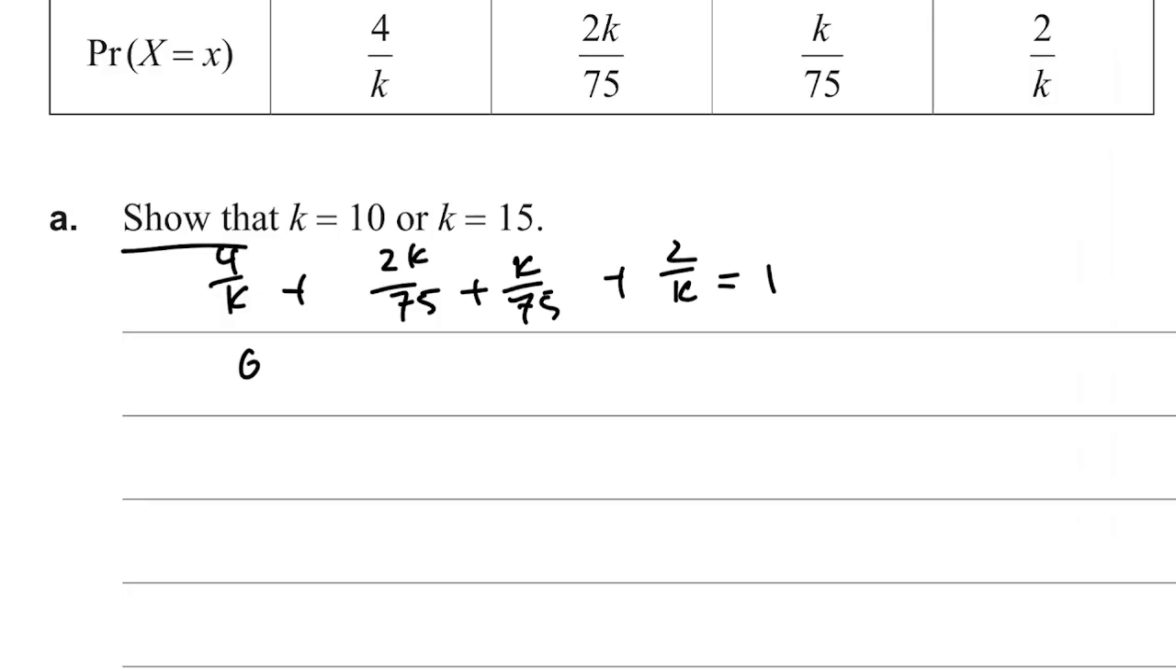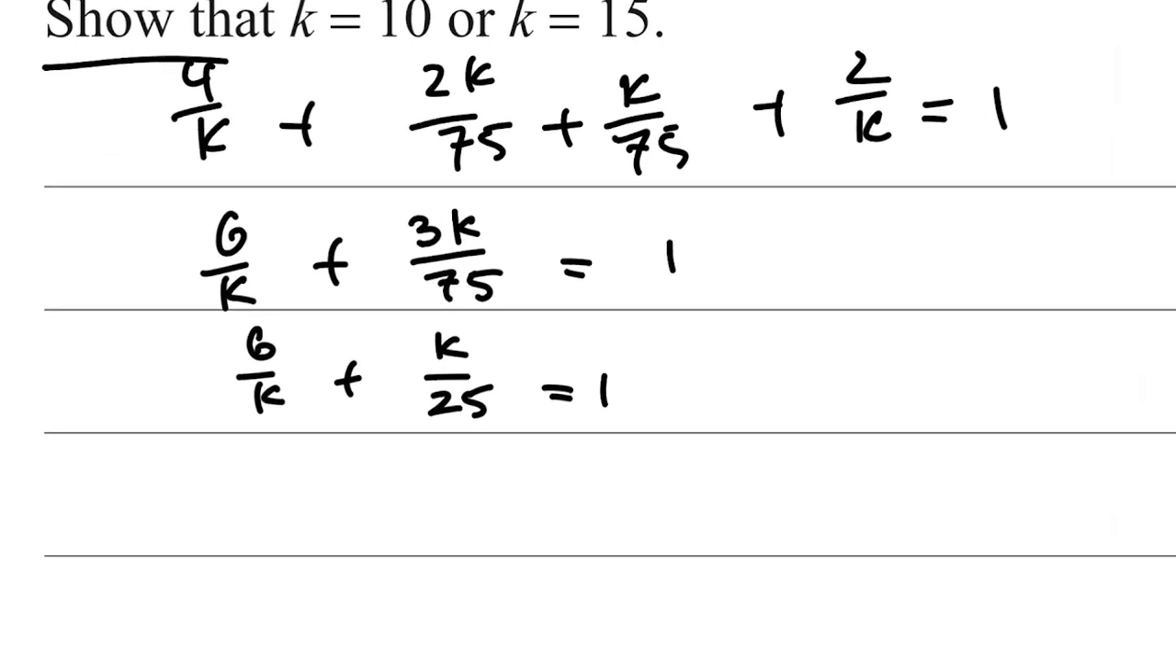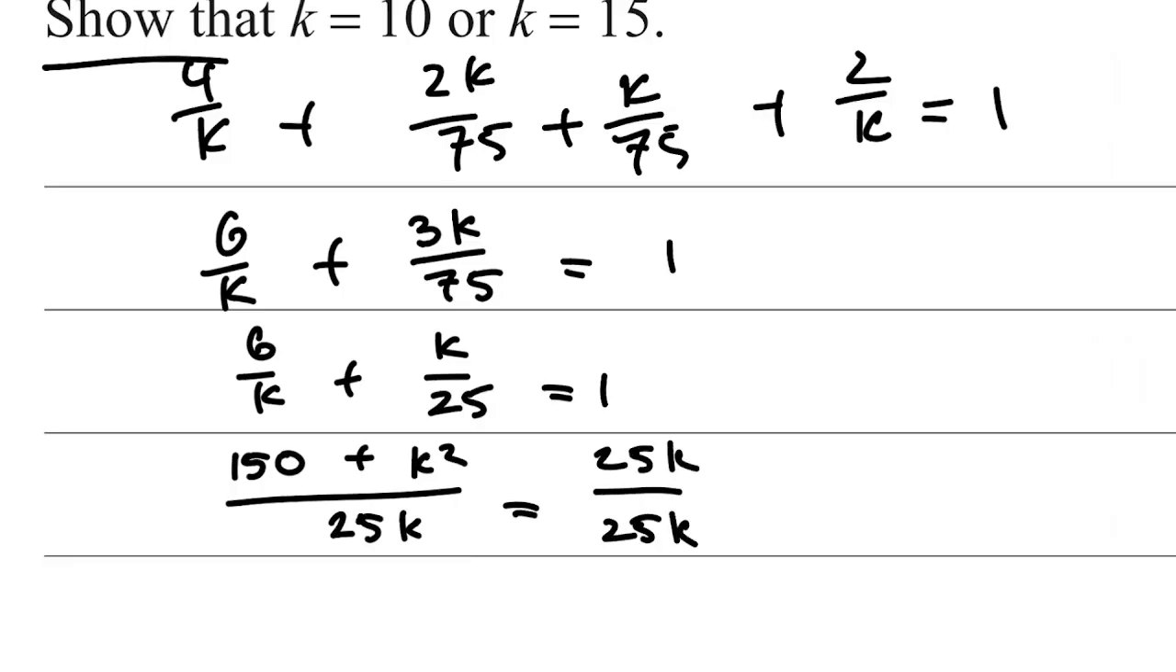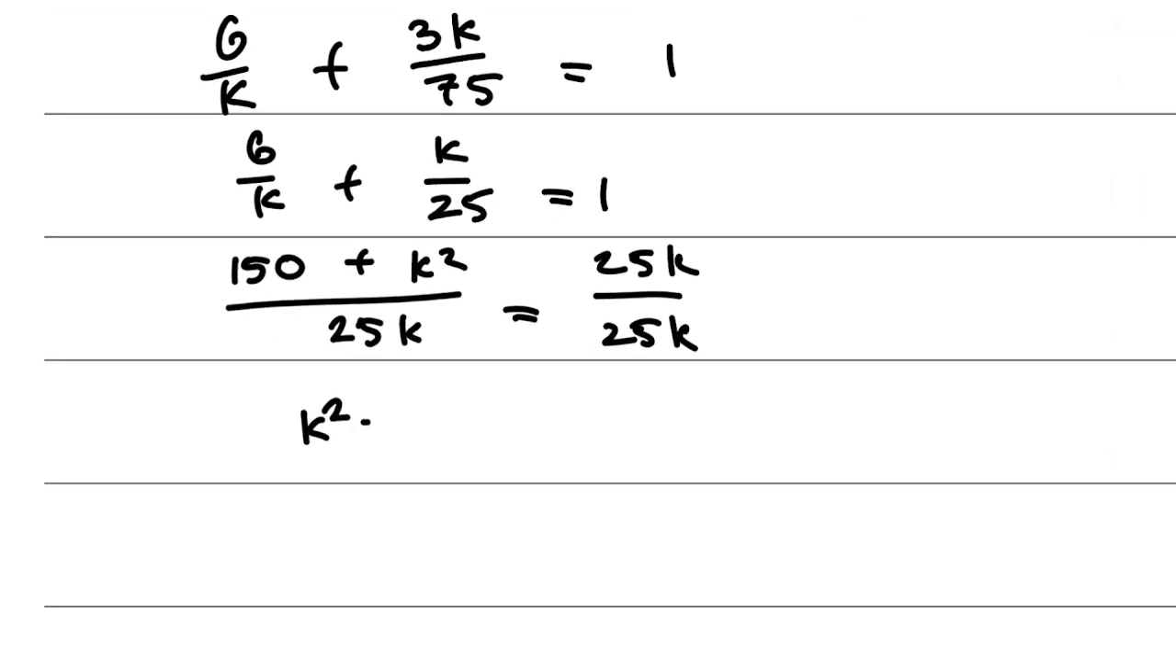I'm going to collect my like terms, so I'm going to have 6 on k plus 3k on 75 equals 1. I can simplify the 3k, so I'm going to have 6 on k plus k on 25 equals 1. I'm then going to make sure everything has the same denominator, so I'm going to have 25 times 6 is 150, plus k squared on 25k equals 25k on 25k. I can get rid of the denominator here, so I'm going to have k squared plus 150 equals 25k. So k squared minus 25k plus 150 equals 0.